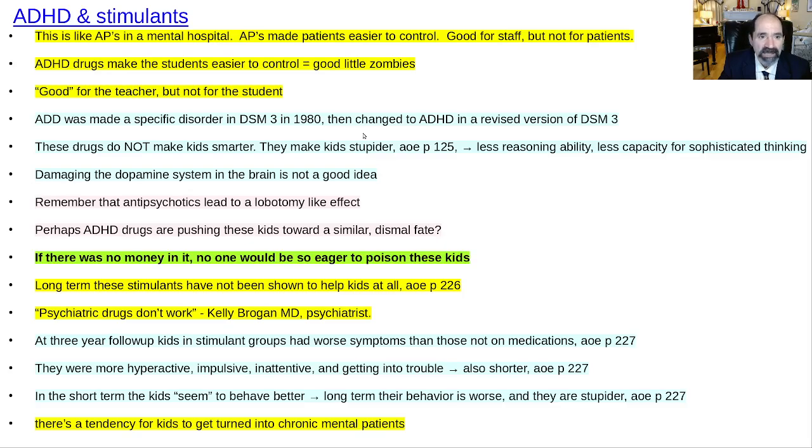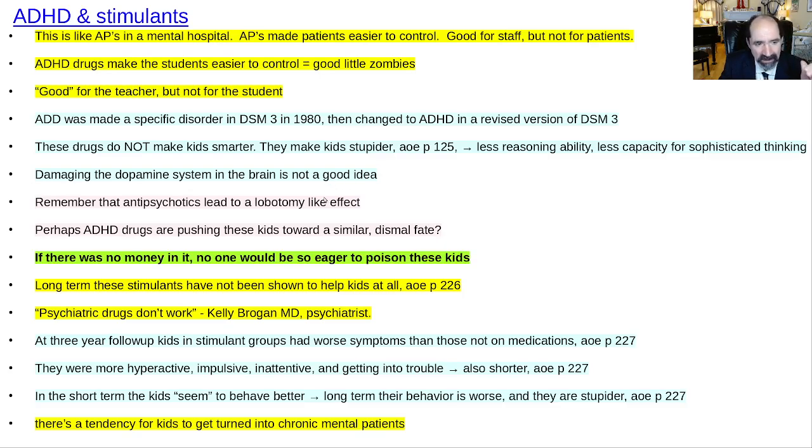This reminds me of the antipsychotic medications given to patients in a mental hospital. It's good for the staff, making the patient easier to control, but it is bad for the patient, causing brain damage, making them like zombies, and the ADHD drugs are pushing in that direction. Good for the teacher, but not for the student. Long term, that is not going to help your kid have a good, optimally functioning brain. Remember, antipsychotics lead to a lobotomy-like effect.